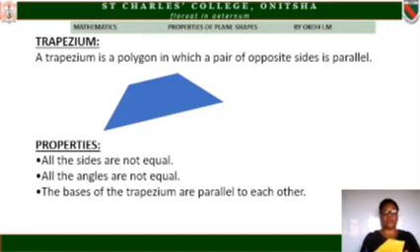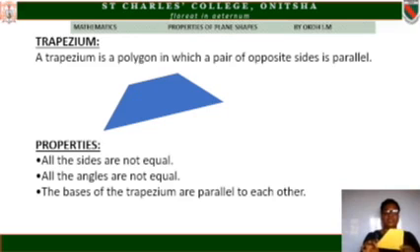Properties of a trapezium: all the sides are not equal. If you look at it, this side is different from this side, and this side is different from this side. The sides are not equal. Also, all the angles are not equal.